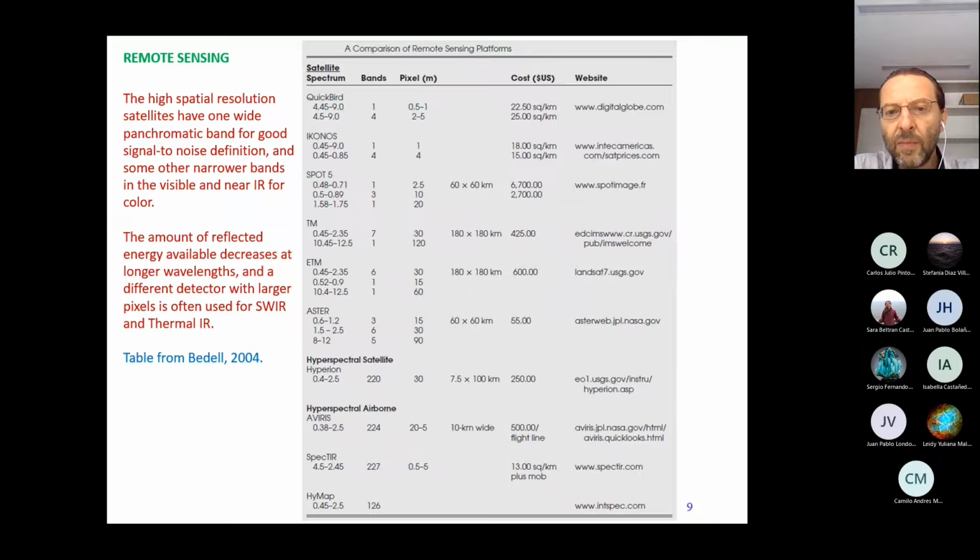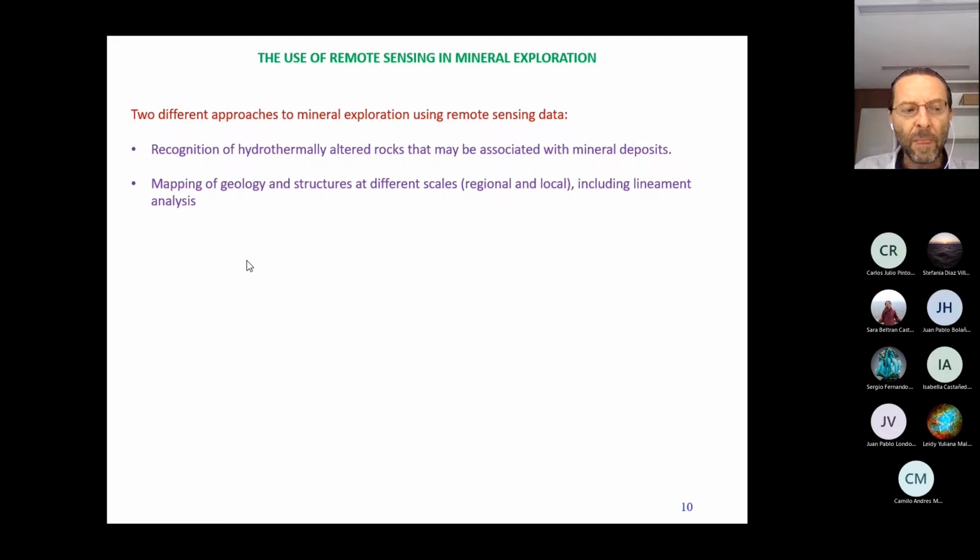And as you can see, quite a large difference between the costs. So the hyperspectral, of course, is expensive, as you can see. Good.